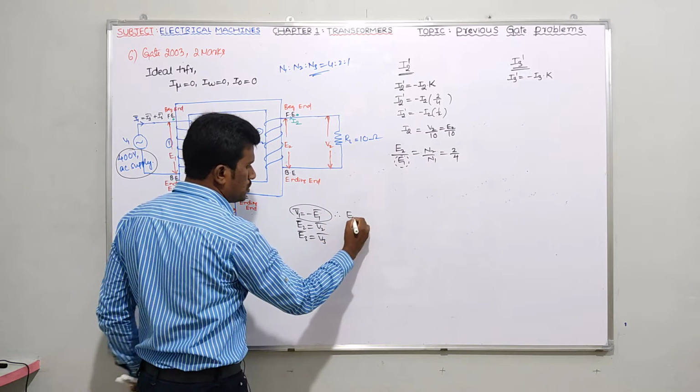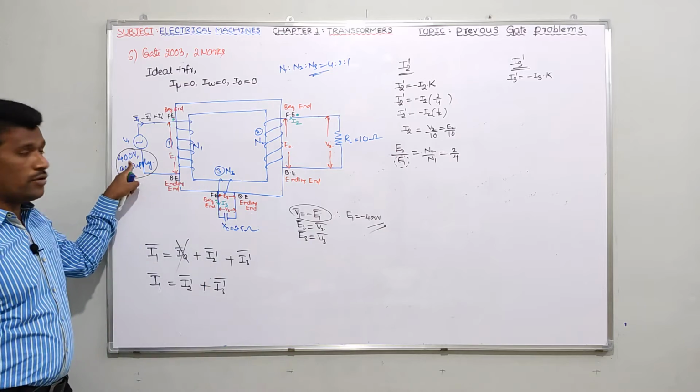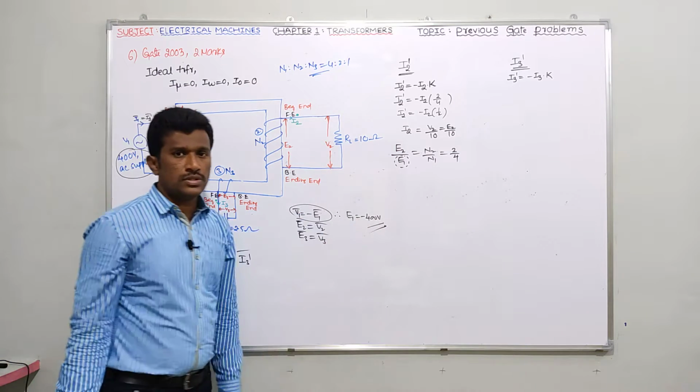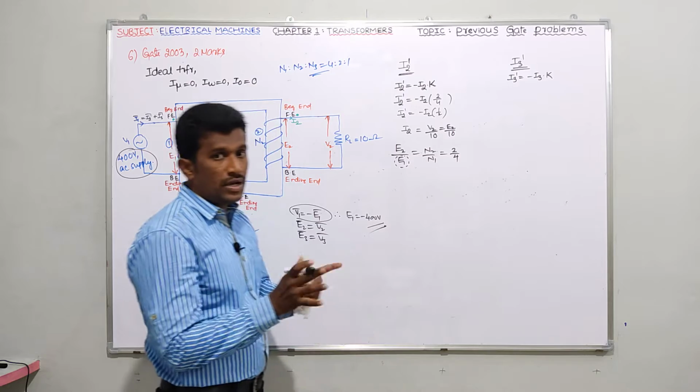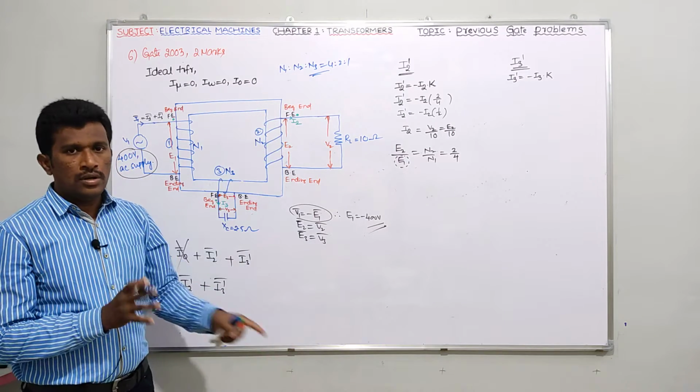Therefore I can write E1 equals what? Minus 400 volts. Yes or no? Because you know V1 is 400 volts. You can take it even as minus 400 volts, nothing wrong, because of Lenz's law. Everywhere don't neglect Lenz's law. Everywhere you have to take Lenz's law into account. Systematically you have to do it, you'll get the perfect answer.